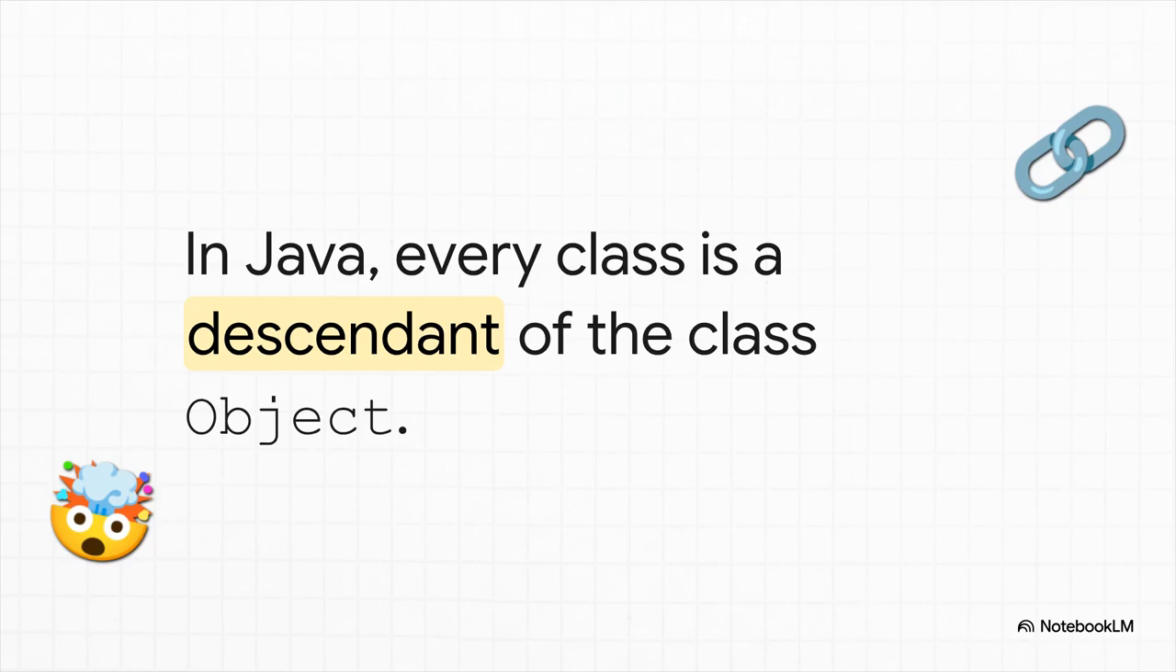And this is a really profound idea. Think about it. Every single class you will ever use or write in Java, whether it's a String, a RaceCar, or a JButton, every one of them is ultimately a descendant of Object. It's like the great-great-grandparent of everything in the entire system.